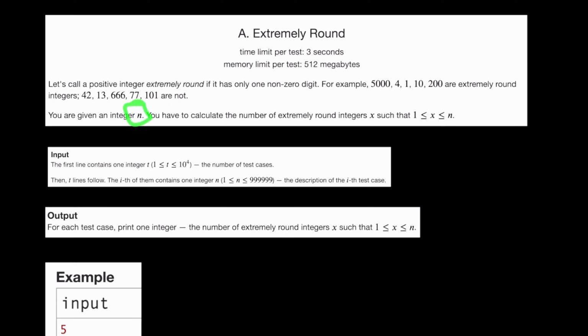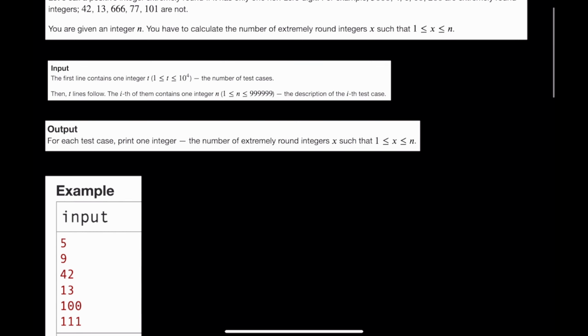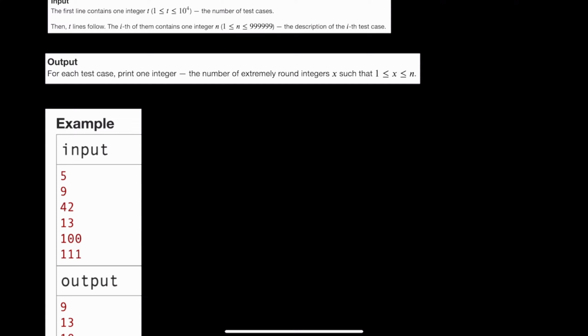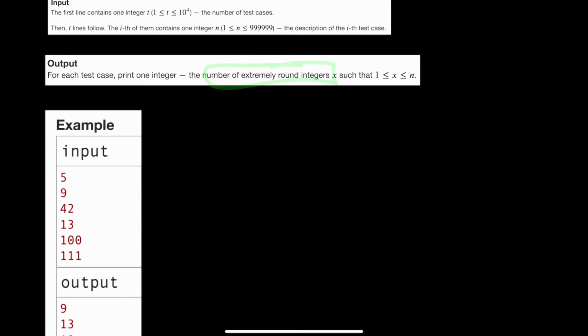We'll be given an integer n. We have to calculate the number of extremely round integers x such that x lies between 1 to n. The integer n will go up till 999. So we just need to print the number of extremely round integers.